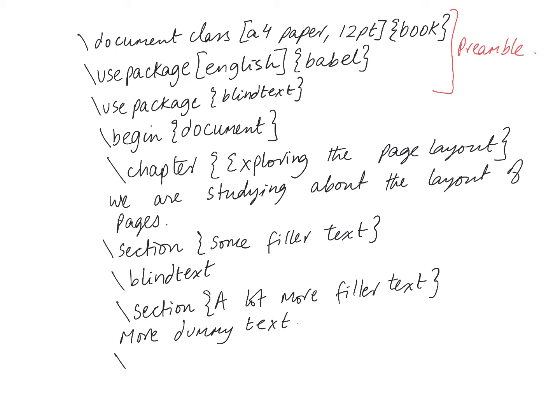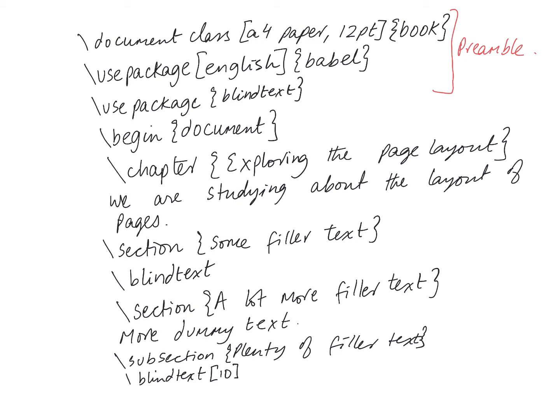And now if you want a subsection, we'll call it the subsection. So what are we calling it? Plenty of filler text, let's say. And let's put blind text again. Let's say we have 10. Okay, and then let's end the document. So let's see what all happened.